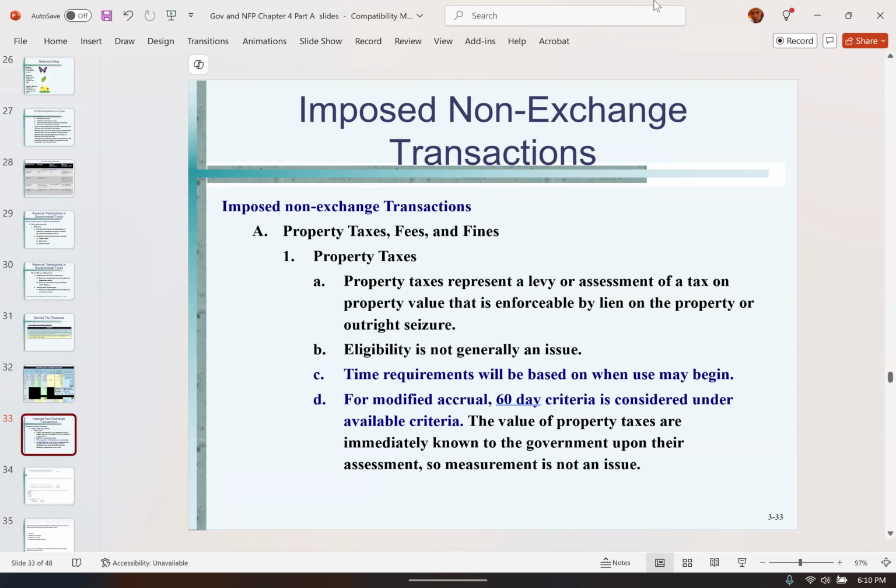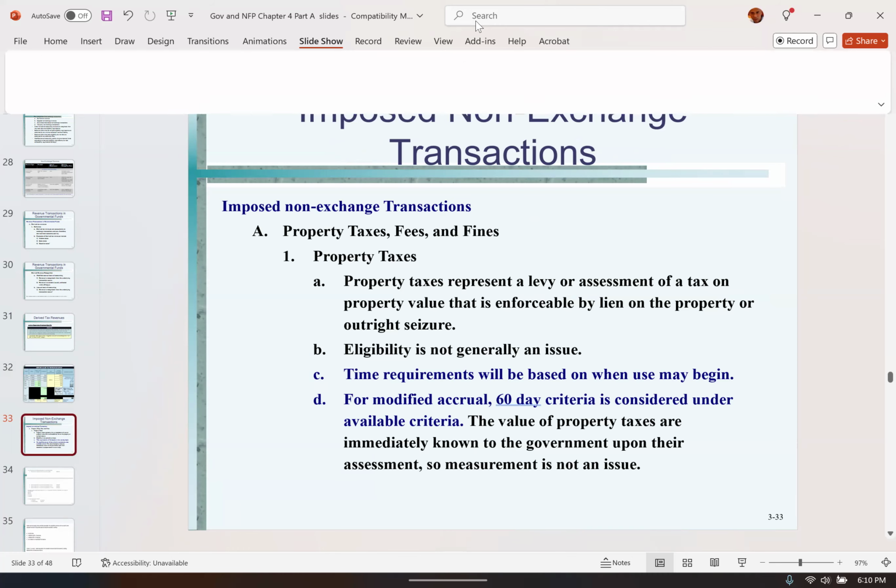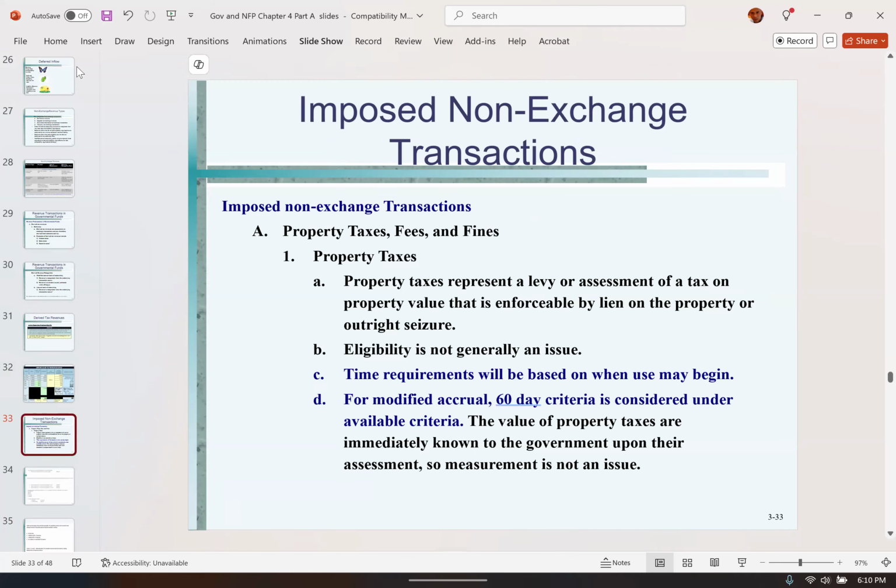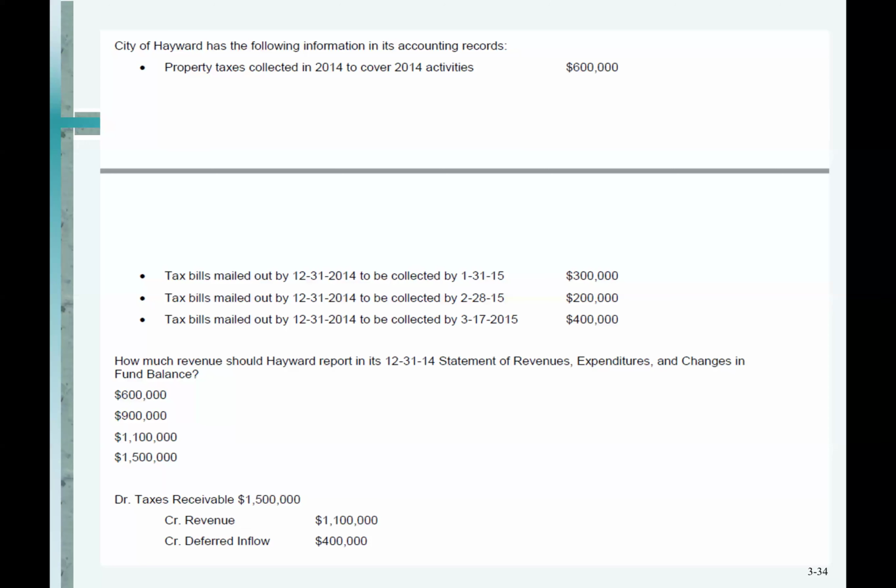So let's look at a couple of potential examples, and we'll see some more during the practice exam tonight, assuming we get to that. We take a look, and City of Hayward has the following information. You see City of Hayward, you can figure I probably put together that question. And it says property taxes collected in 2014 to cover 2014 activities.